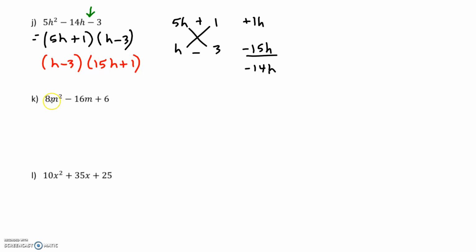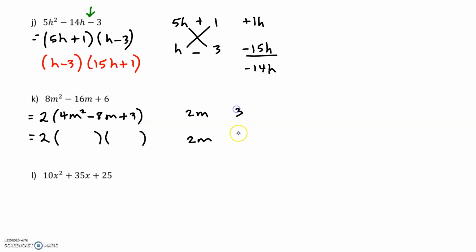All right, we're on K. I look at K and I see that between 8, 16, and 6, I can get a common factor of 2. So I'm going to divide out a 2, and I'm left with 4m squared minus 8m plus 3. For our final answer, we have to keep that 2 out front. Now we're going to use the chart method to finish this trinomial that we just created. For 4m squared, it's more likely that it's 2m times 2m, so I'm going to start with that. And 3 and 1, that's easy. It's the only factors.